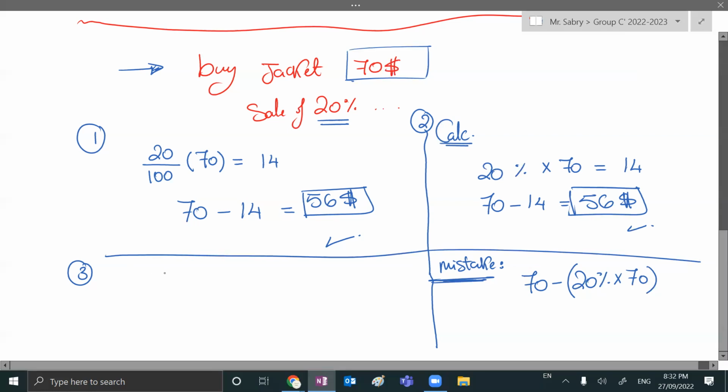If I told you that you're going to get a 20% discount or sale, then this means the 70 needs to be multiplied by 80% right away. That's the amount that I'm going to pay directly: $56 in one step. Does that make sense?